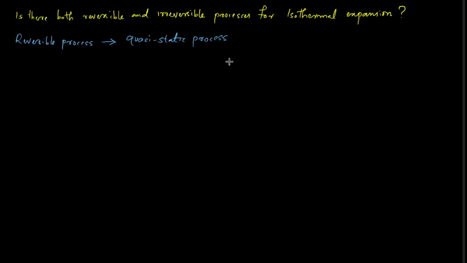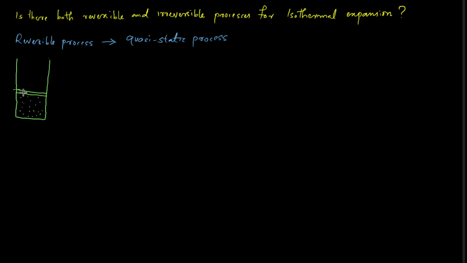So what is meant by a quasi-static process? Suppose we start from the most common example we encounter in this course, that is a piston cylinder system. So we have a cylinder, then there is a piston. So this is our piston. Inside the cylinder we have an ideal gas. Assume this gas is now in equilibrium position.